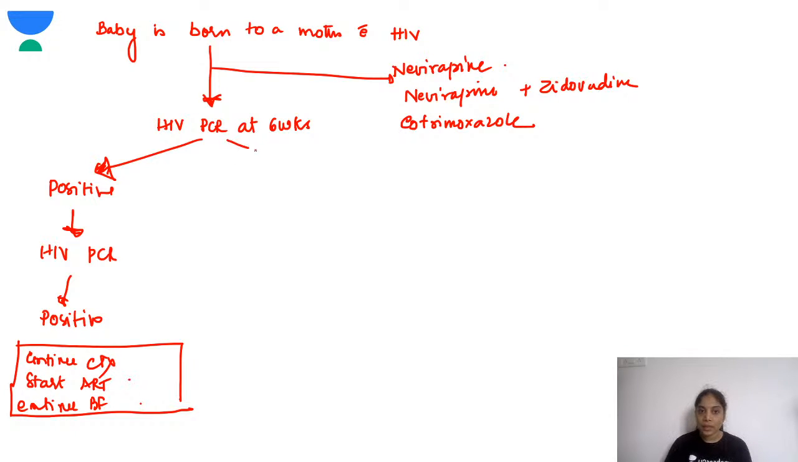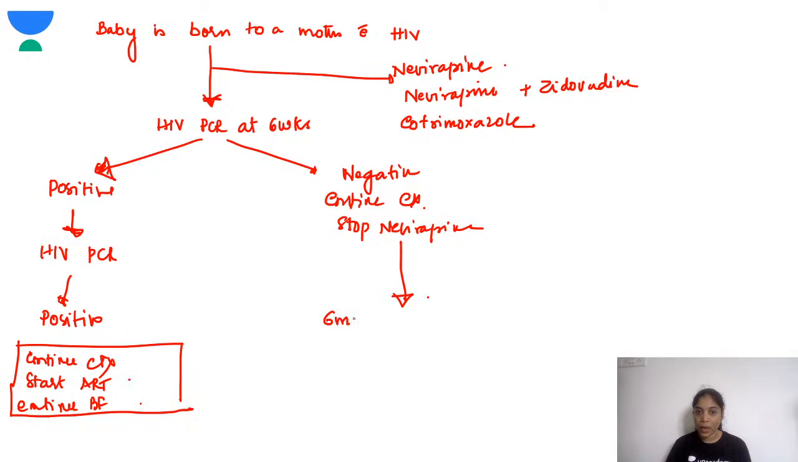Okay, now this is negative. If it is negative, what do you do? You continue cotrimoxazole, okay, and stop nevirapine at 6 weeks. Next, at 6 months. Now at 6 months, you have to get it regularly checked because you shouldn't miss these conditions. At 6 months you again get an HIV PCR.